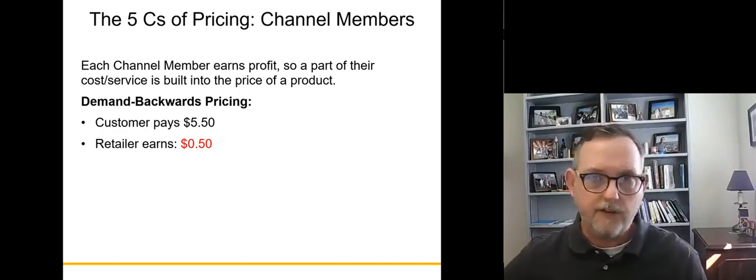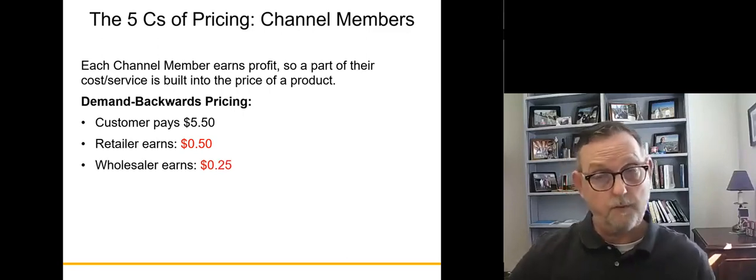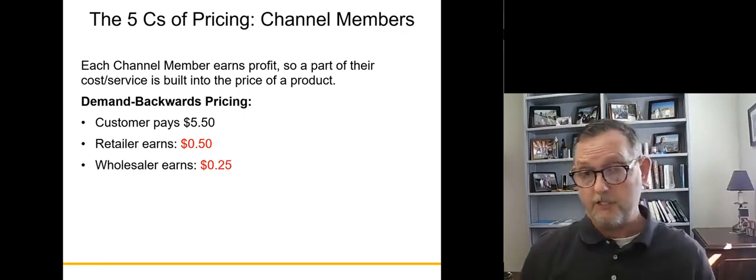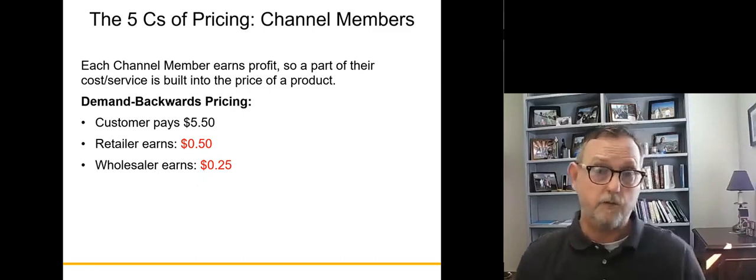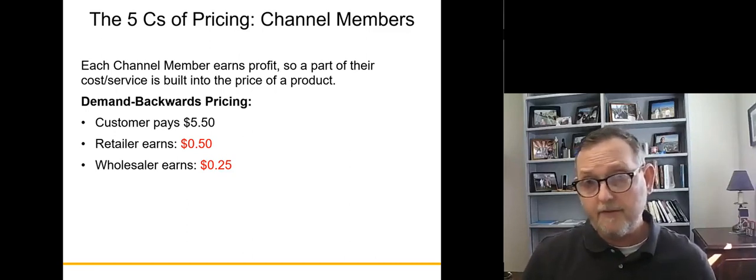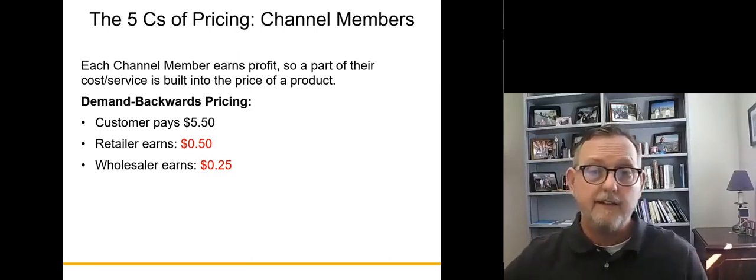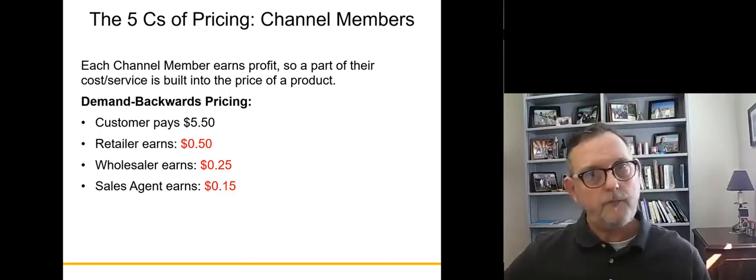Okay, if they earned 50 cents, where did the rest of the $5 go? The customer paid, right? Well, some of it went to the wholesaler. The wholesaler, in this case, earned 25 cents. So far, the retailer earned 50, the wholesaler earned 25. That's 75 cents that's been accounted for. We still have $4.75 that has not been accounted for.